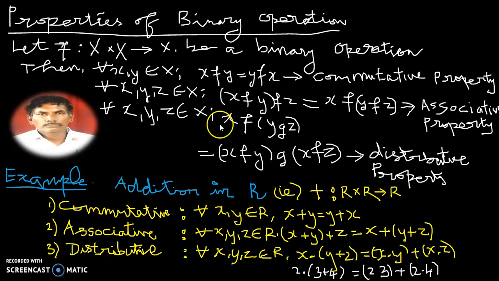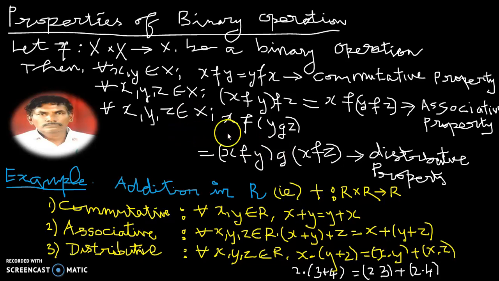Now coming to the distributive property, the third property. What it says: for all x, y, z belonging to X, for all three elements belonging to X, we have x with the first binary operation distributed over y with another binary operation z would be equal to the distribution of the first element over y with the first binary operation, and then the second operation with the first element and the last element z. This property is called the distributive property.